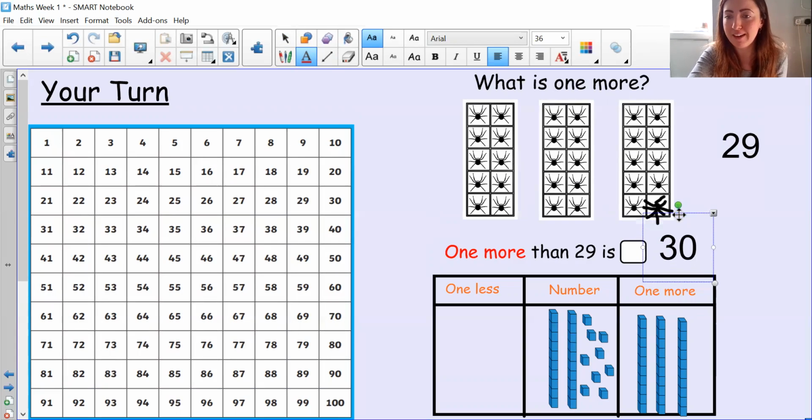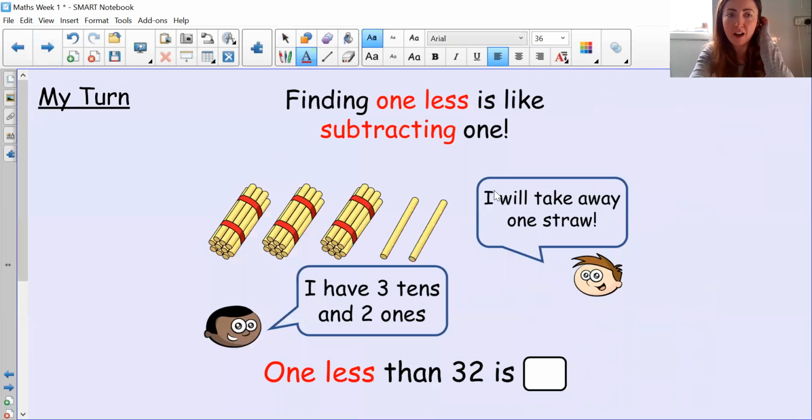Brilliant. And we can see that really quickly by seeing that there are now 3 full 10 frames and 3 10s. Okay, 30. 1 more than 29 is 30. Okay, this time we're going to look at finding one less. So finding one less, like we mentioned before, is like subtracting one, like taking one away.